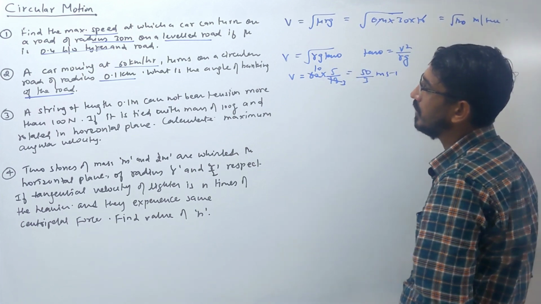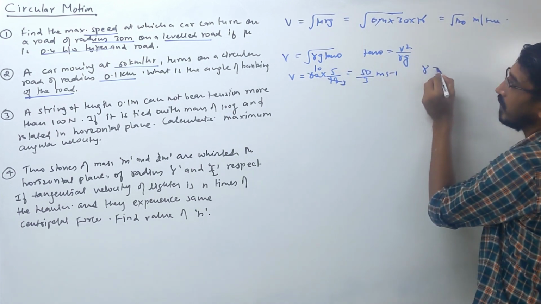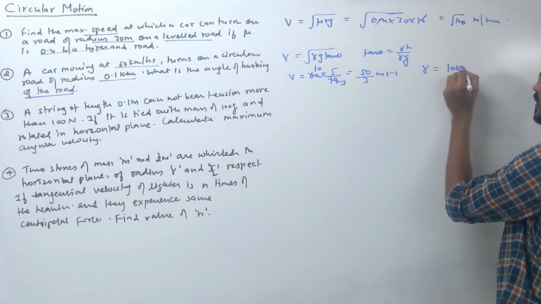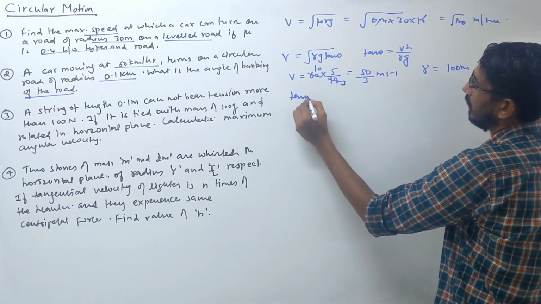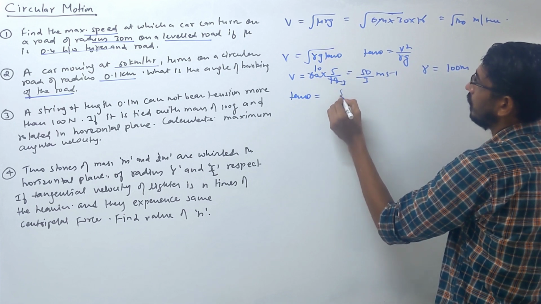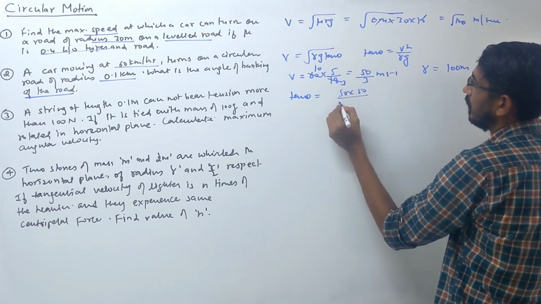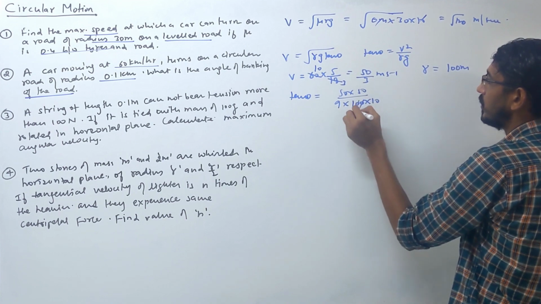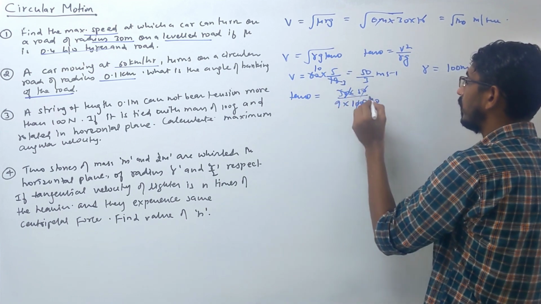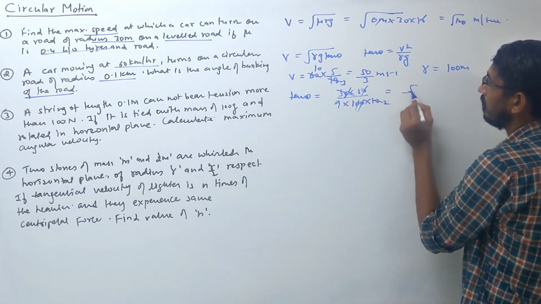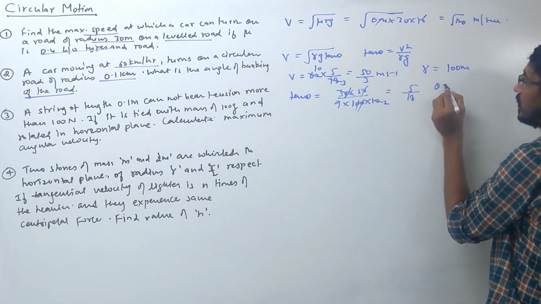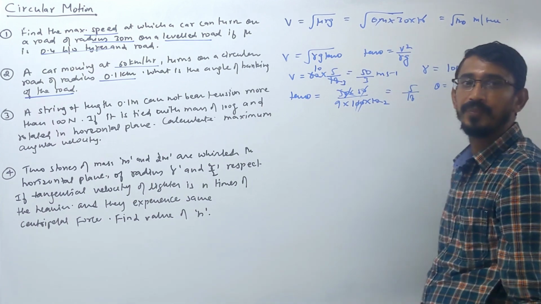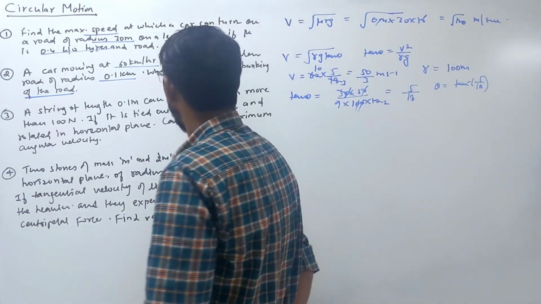And what else is given? Radius is also given to us, 0.1 kilometer, so it becomes 100 meter. So let's write tan theta will be what? Tan theta will be simply v square, 50 into 50 by 9, divided by r, 100, into g, which was 10. So the 10s get cancelled here. 5 goes 2 times, so it's coming 5 by 18. So theta comes simply tan inverse of 5 by 18. That's your answer, okay? Okay, let's see the next problem.